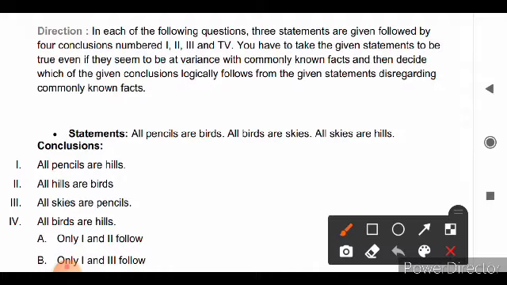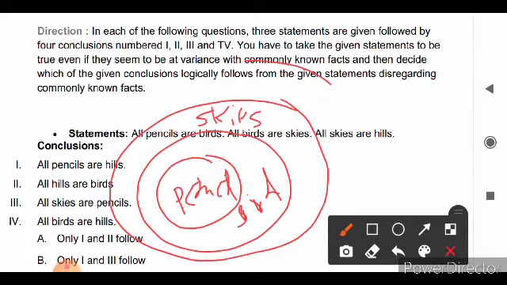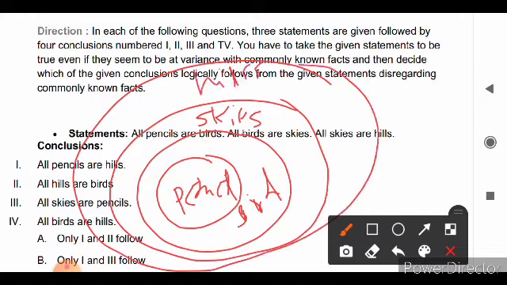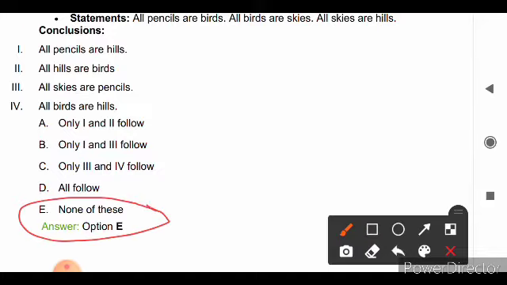We can draw a Venn diagram. All pencils are words, all words are skies, and all skies are hills. Then conclusion 1, all pencils are hills. So this is right because pencils are under hills. Then conclusion 2, all hills are words. So this is wrong. Conclusion 3 is all skies are pencils. This is also wrong. Conclusion 4 is all words are hills. So this is right. So we can say conclusions 1 and 4 follow. Then according to the options, option E, none of these, is the right answer.